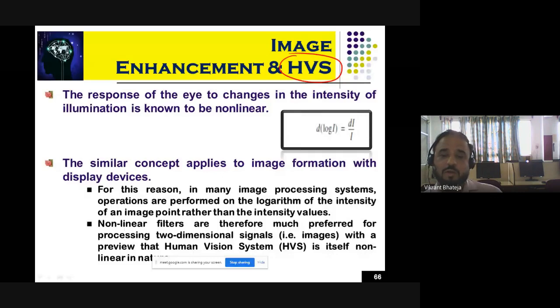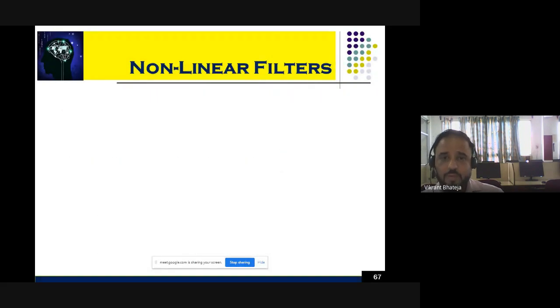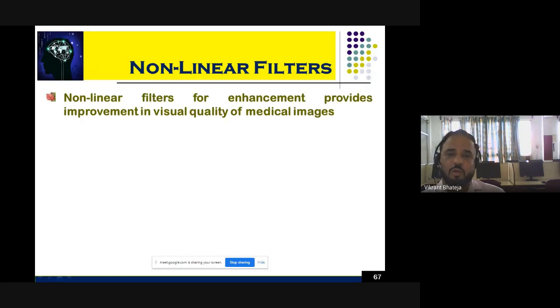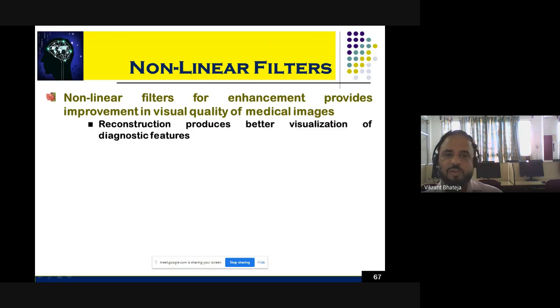Specifically, if you talk about medical images, as our results show, chances are that it will be very coherent with that of the human vision system. So coming to the non-linear filters for enhancement, they are providing an improvement in the visual quality. Now, in what terms is this improvement of visual quality being provided? That you have reconstruction or visualization of diagnostic features.